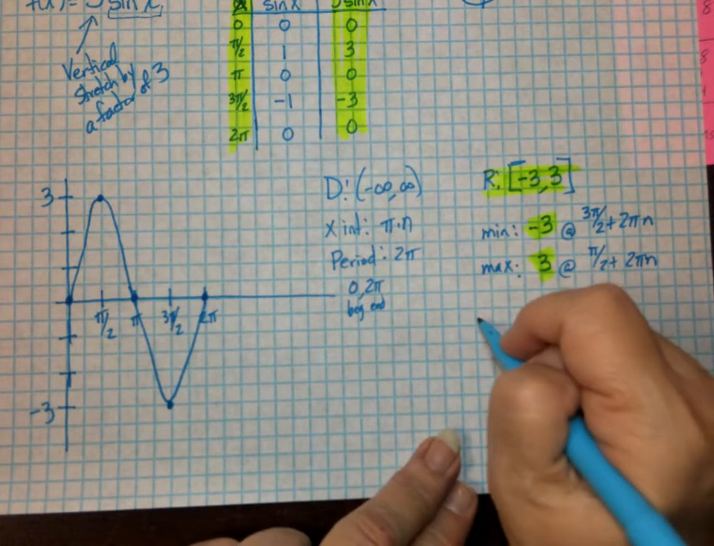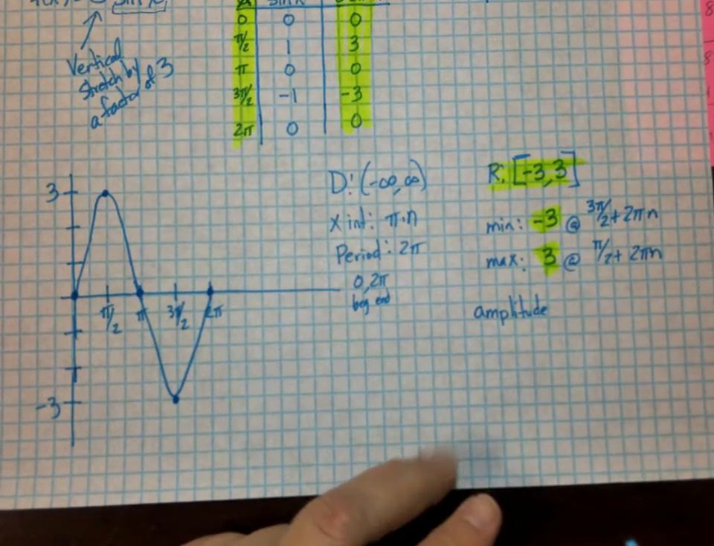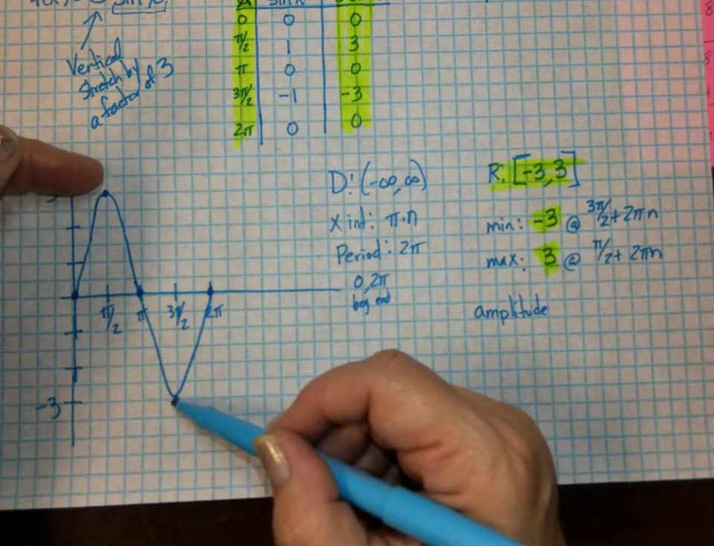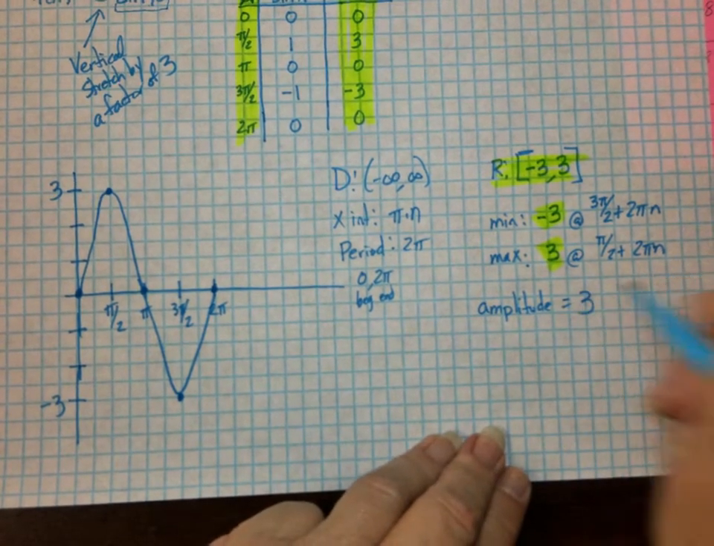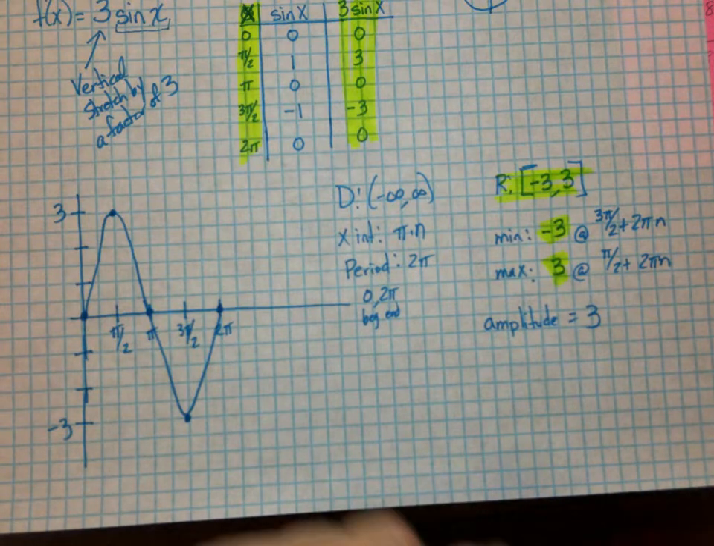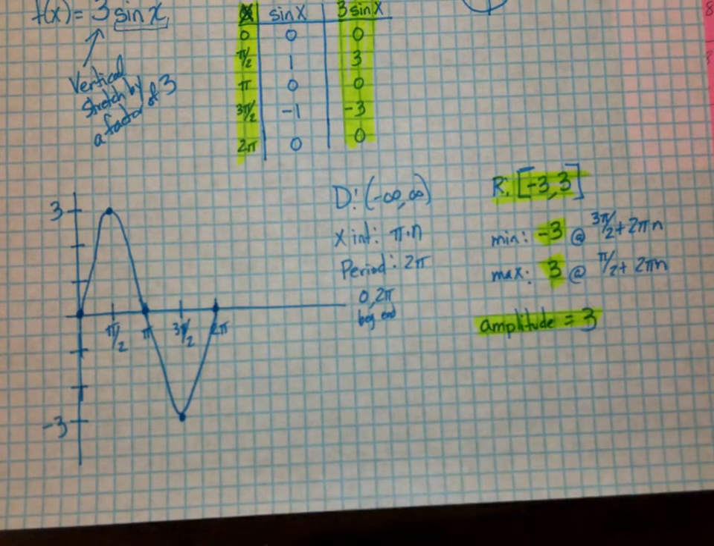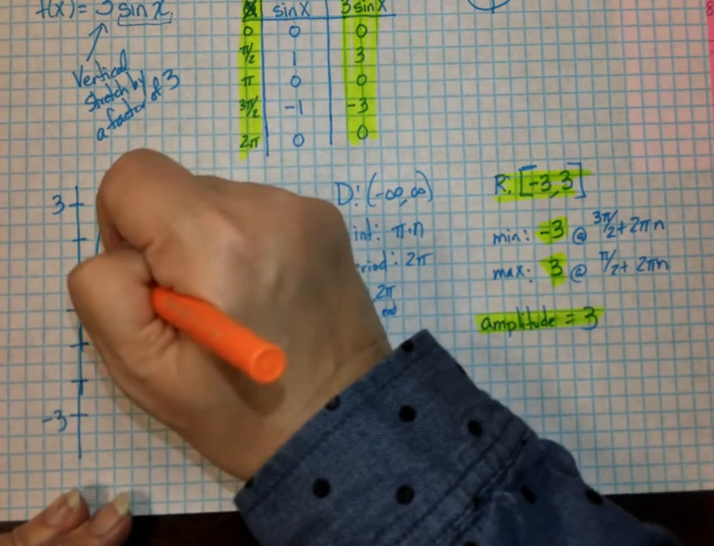And then the amplitude changes. So the amplitude is now going from negative 3 up to positive 3. That's 6. 6 divided by 2 is 3. The amplitude is 3. So that was a change. So again, here's my amplitude.